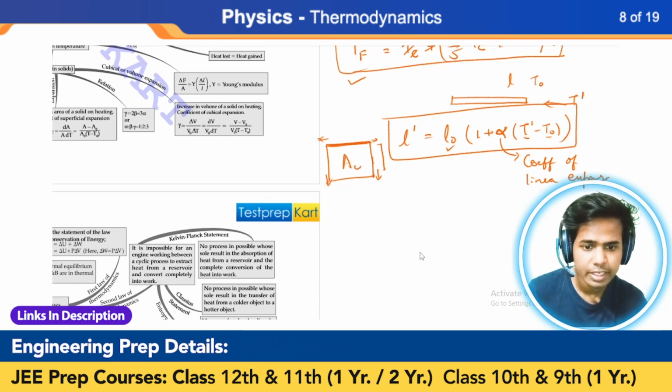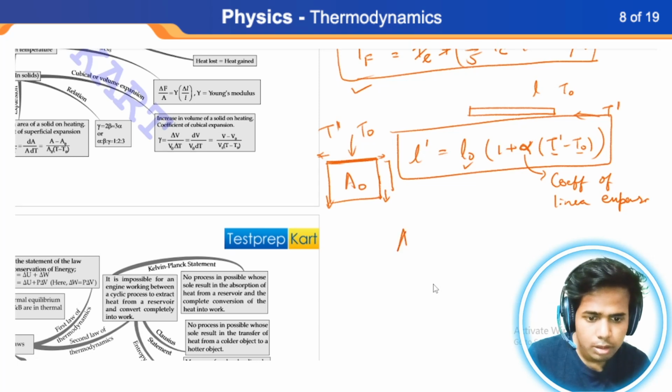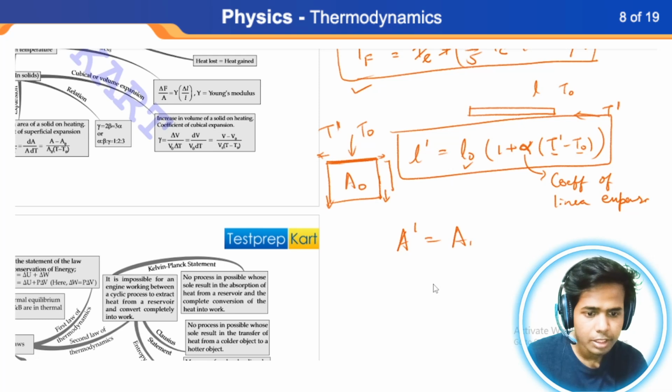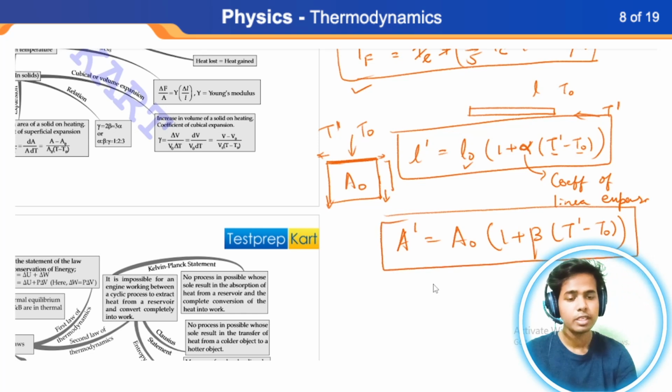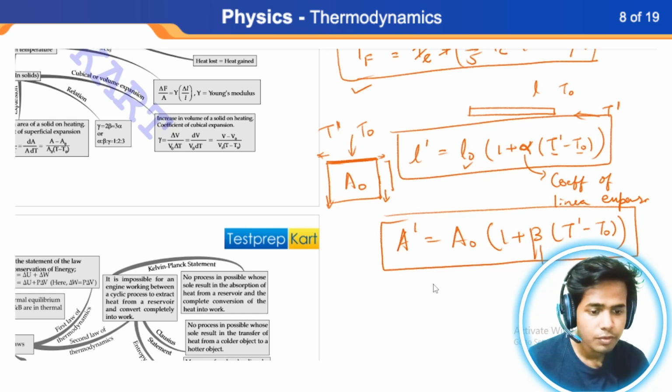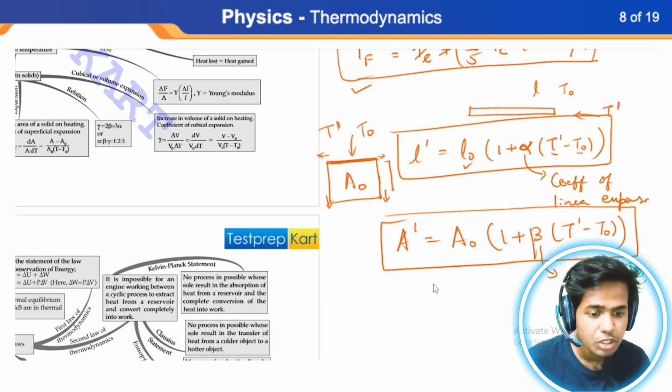let's say the initial area was A naught and the initial temperature was T naught. The final temperature is T dash. Then the new area A dash becomes the initial area multiplied by 1 plus beta into T dash minus T naught. Very similar equation to what we wrote above, right? The only difference will be that in the place of alpha, which was the coefficient of linear expansion, there is something called the coefficient of area expansion.